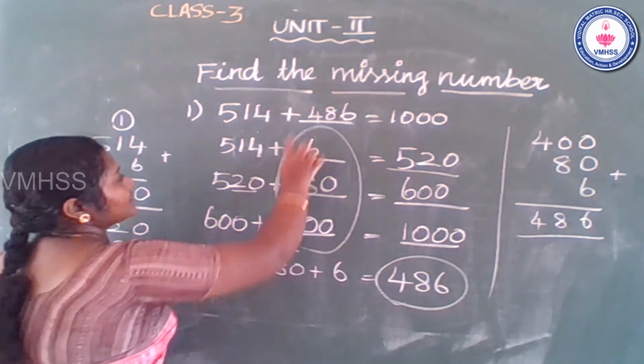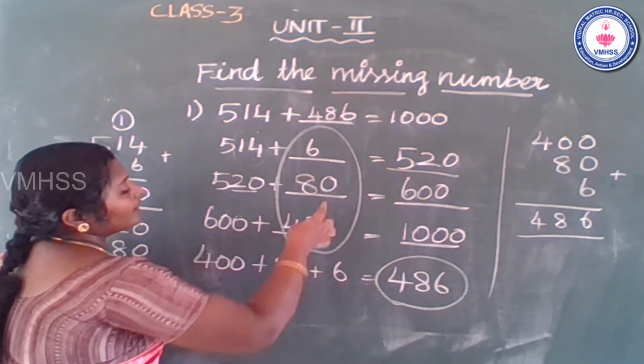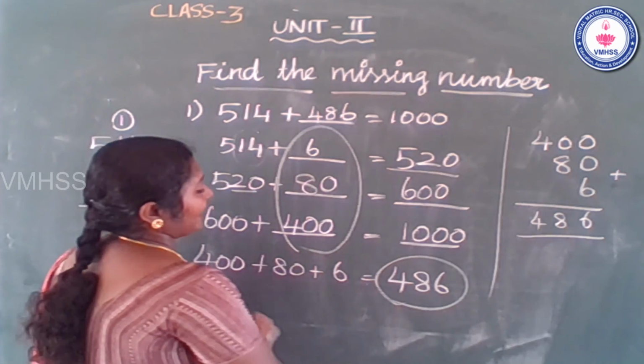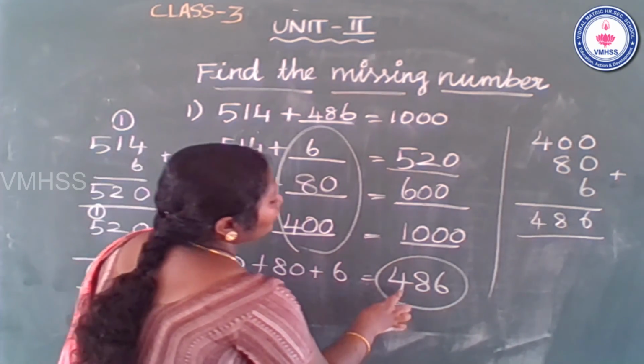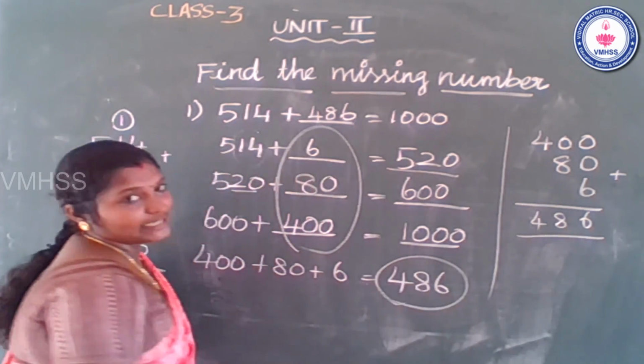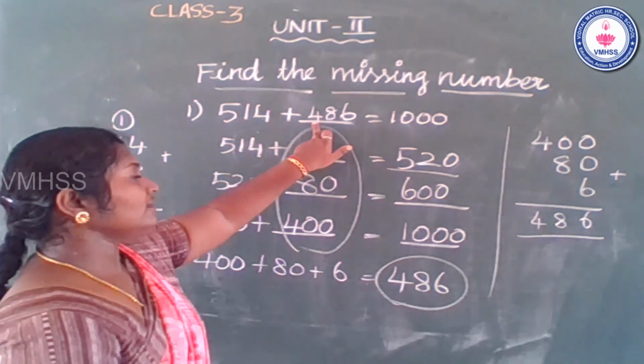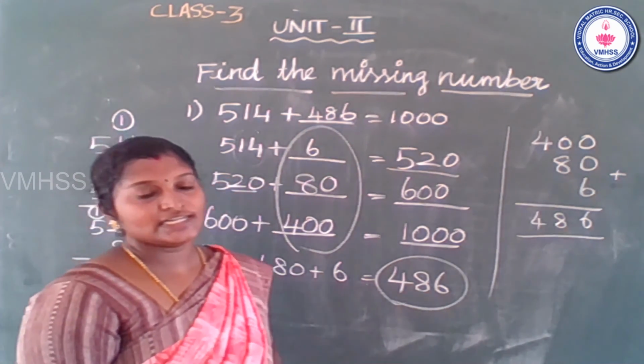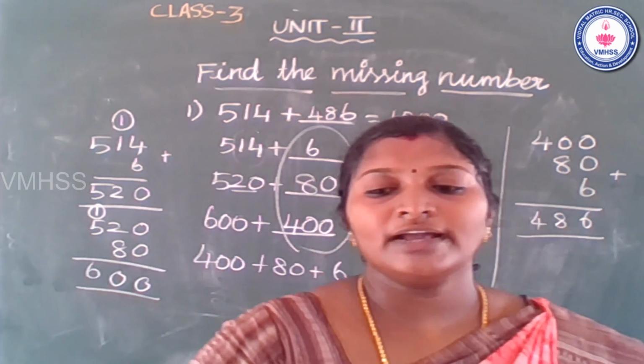So adding these values, 480 plus 6, the answer is 486. Okay, students. Now we get the answer 486. Okay, students. Do you understand this sum?